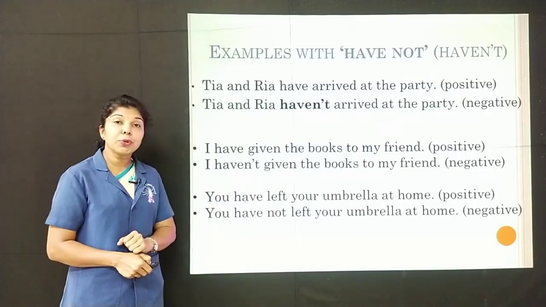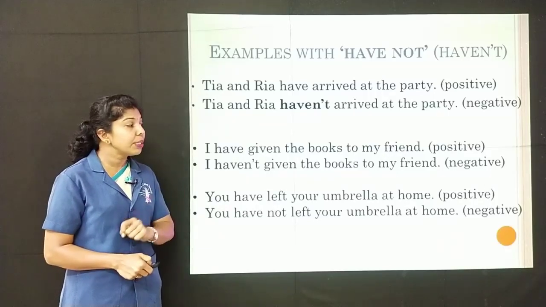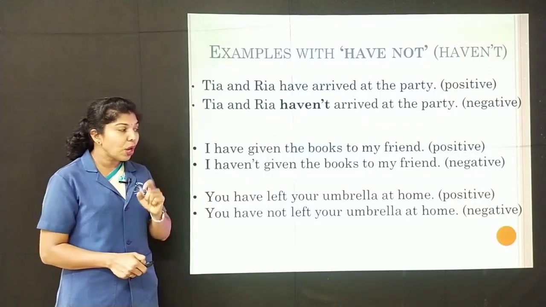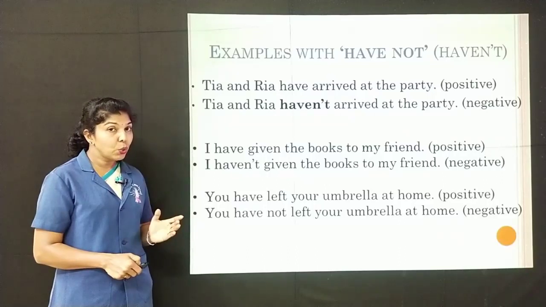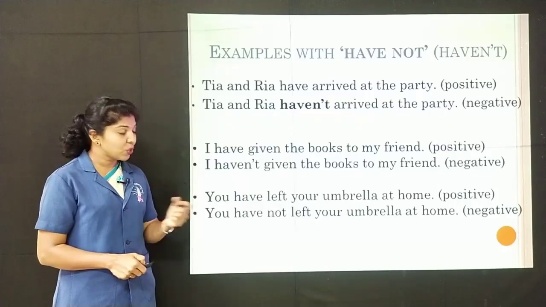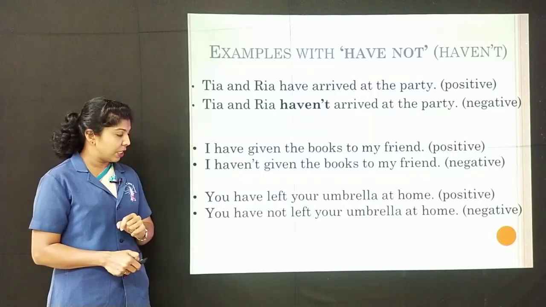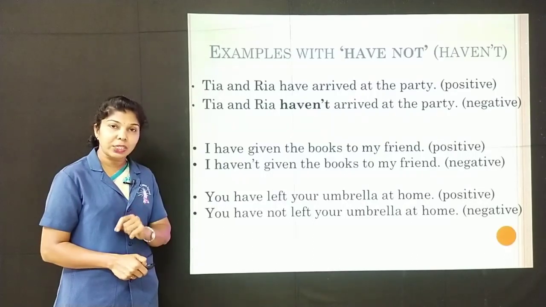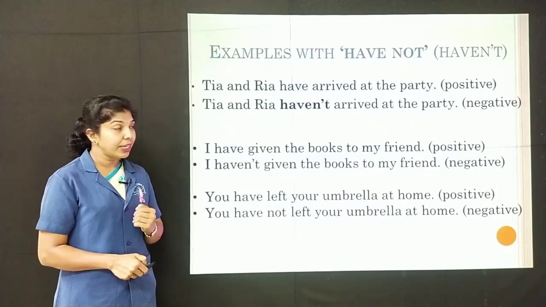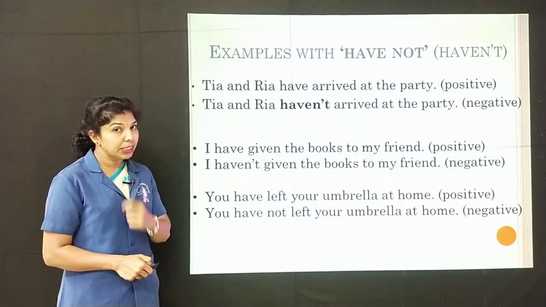I have given the books to my friend is a positive sentence. I haven't given the books to my friend is the negative sentence. You have left your umbrella at home. Here you is the second person pronoun. So it is used with have. You have left your umbrella at home is a positive sentence. You have not left your umbrella at home is the negative sentence. So with this, I hope you have understood the construction of negative sentence in the present perfect tense.